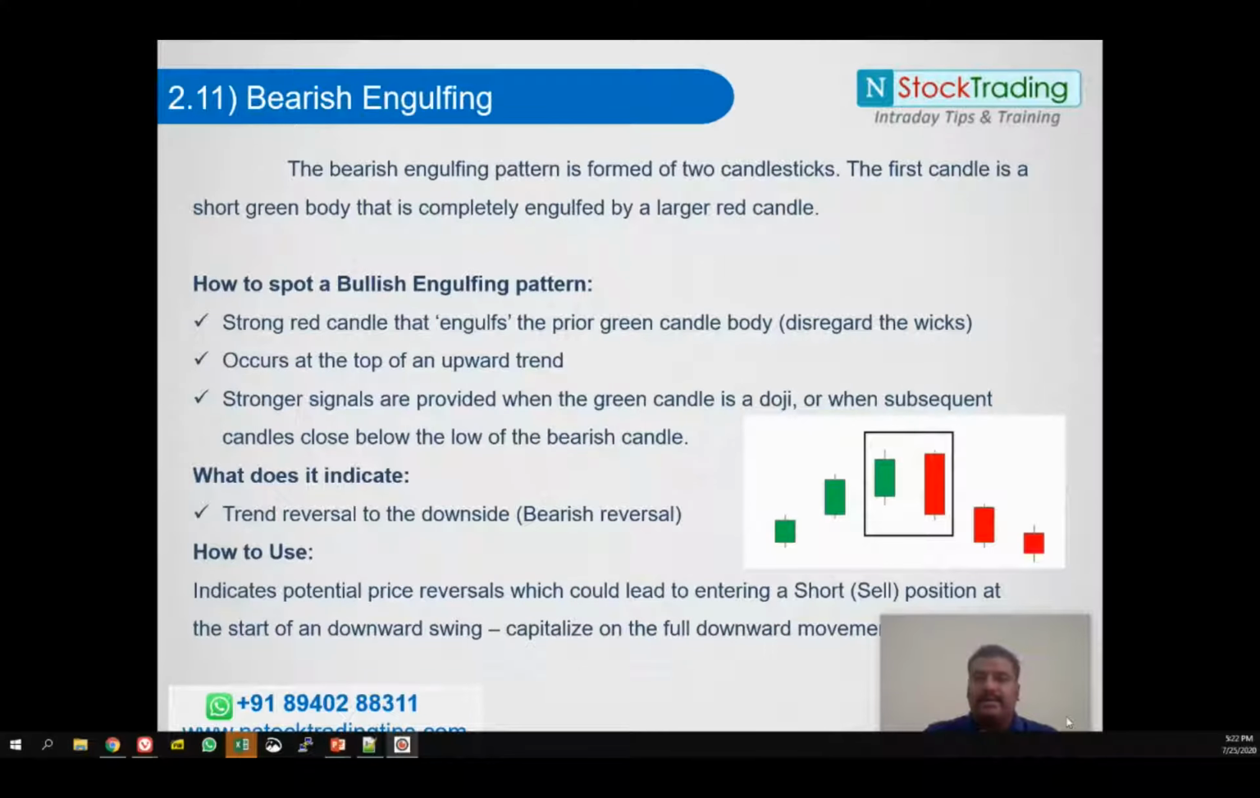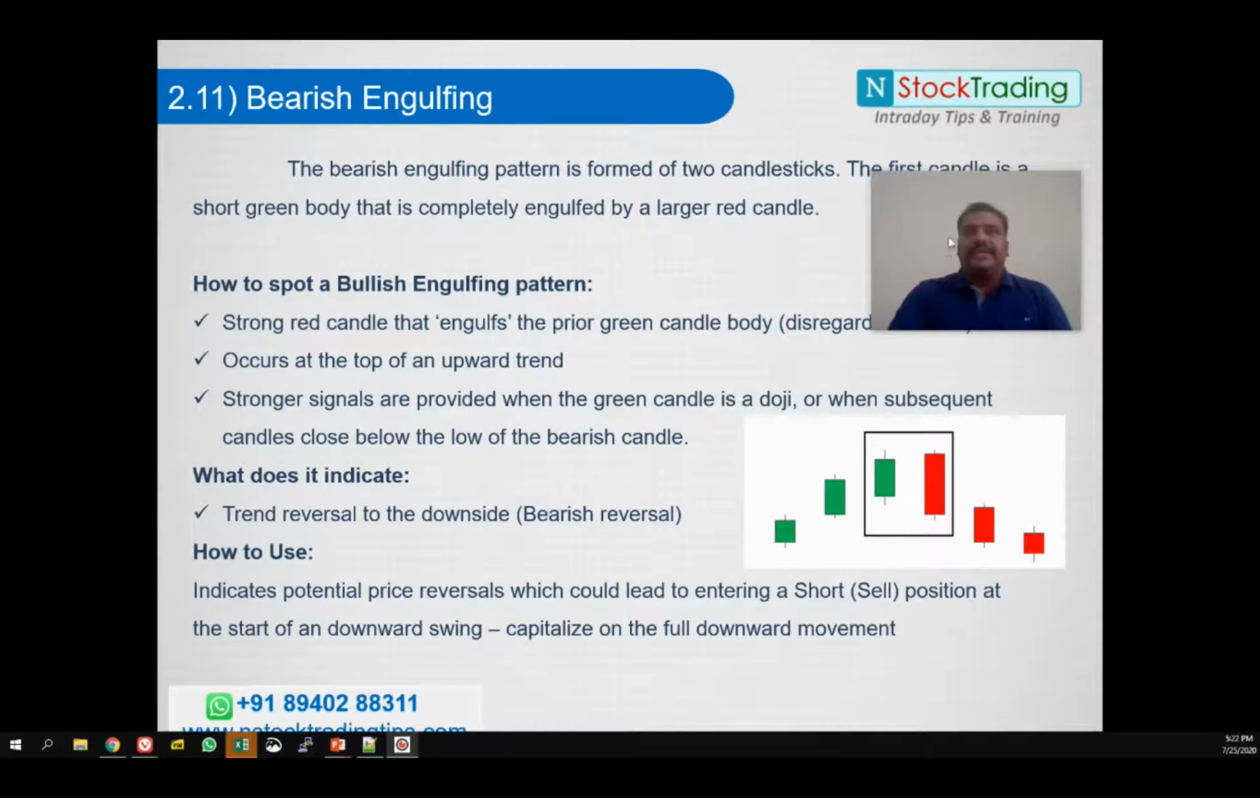Okay, so next we will see the bearish engulfing. Similar to the bullish engulfing, there is also a bearish engulfing which happens on the top of an uptrend. What it means is, you can see here there is a green, which is a bullish candle. This bullish candle is completely engulfed. If you see the wicks here, other than the wicks, the body is totally engulfing. This means the trend has reversed.